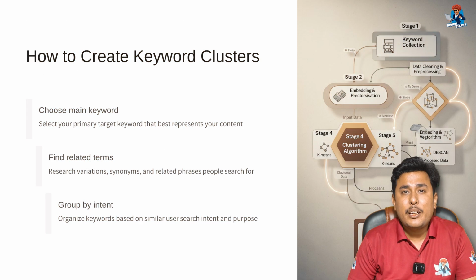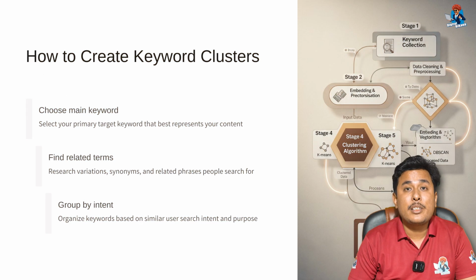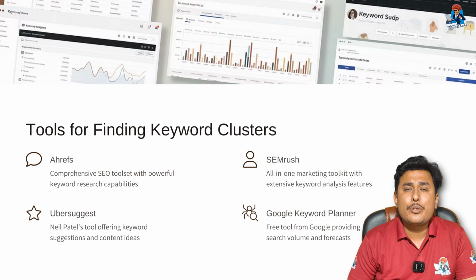Start with one main keyword, then find variations and related terms. Using keyword research tools, group them by similarity and search intent. You can use tools like Ahrefs, SEMrush, Ubersuggest, and Google Keyword Planner to generate and group keyword ideas.